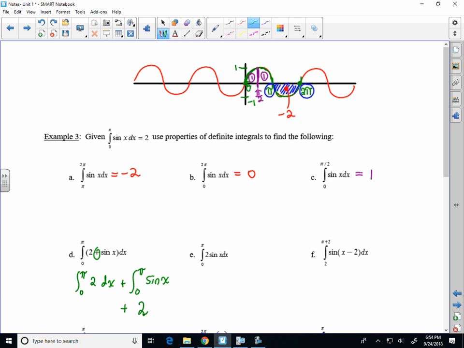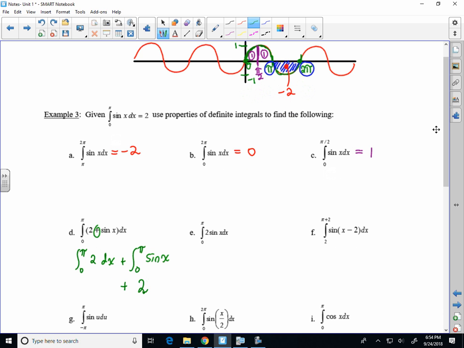Let's see if we pick this up. Going from 0 to pi, if I want to find the antiderivative of 2, what is that area going to be? 2 pi. Right? Because this is a horizontal line, 2 gives you a horizontal line. And then it's going to start at 0, end at pi. It's going to create a rectangular region. Base pi, height 2. 2 times pi.